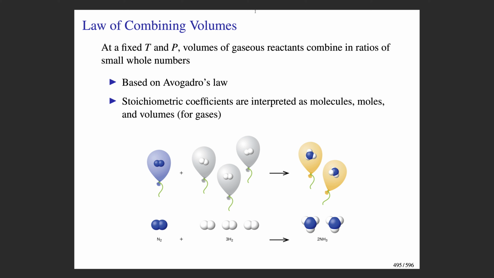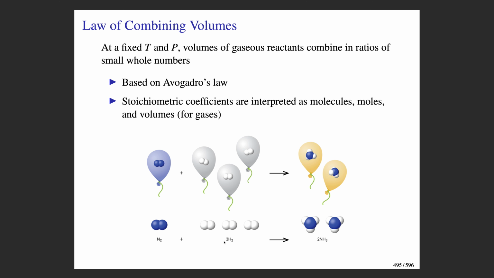So at fixed temperature and pressure, volumes of gaseous reactants combine in ratios of small whole numbers, just like the moles do. This is based on Avogadro's law. And for gaseous reactions, in addition to interpreting stoichiometric coefficients in terms of molecules or moles, we can also interpret them in terms of volumes. Okay, so consider this chemical equation down below.